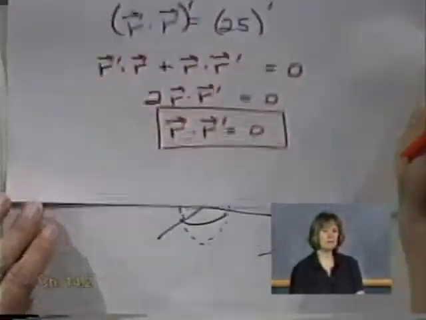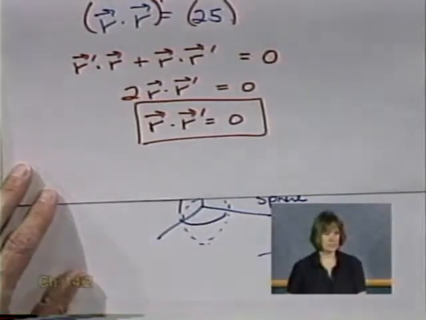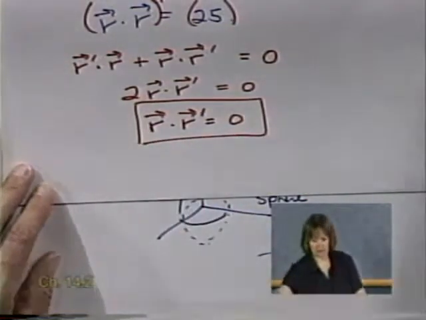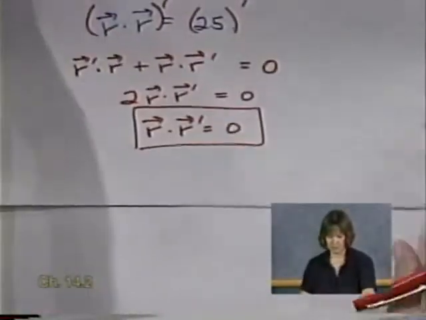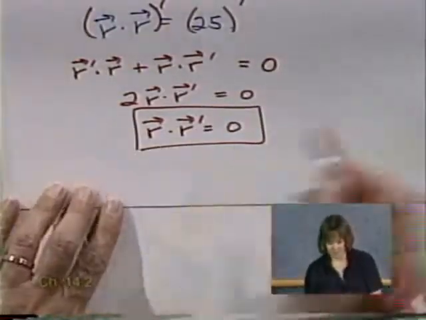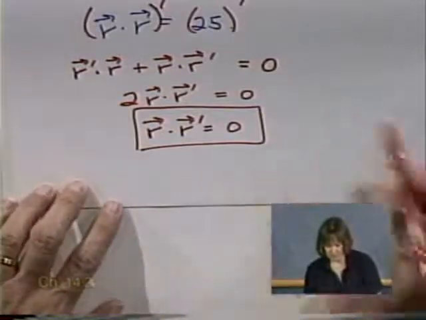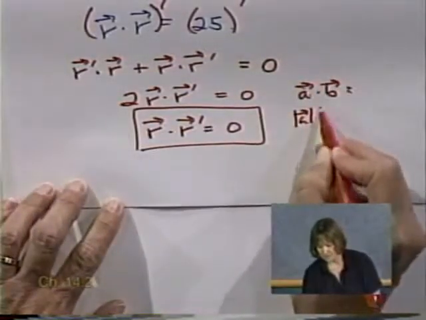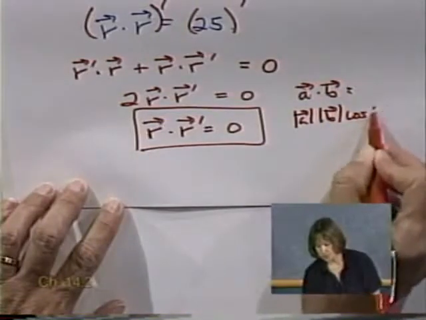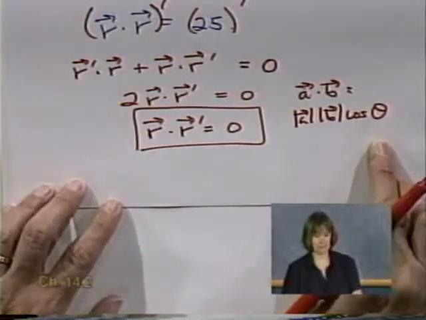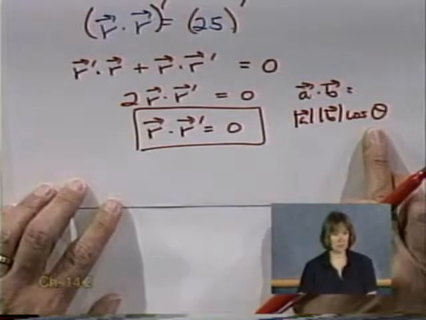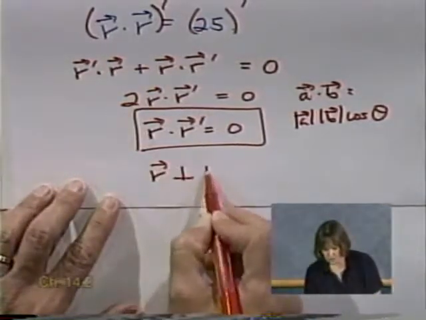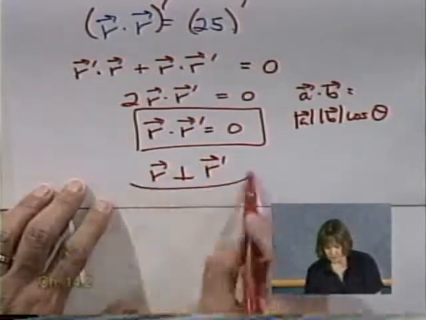Who can remember from chapter 13? If the dot product of two vectors is 0, what do you know about the two vectors? They're perpendicular, right? Because remember when you took the dot product of two vectors, a dot b, it was the length of a times the length of b times the cosine of the angle. If the cosine of the angle is 0, the angle's got to be 90 degrees. Aha! So r is perpendicular to r prime.